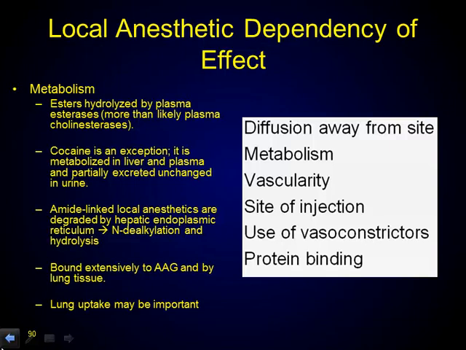Vascularity. In order to get things to the liver, what do you need? Circulation. Where you place the local anesthetic is directly proportional to its length of action because of vascularity. If I inject local anesthetic into the intercostal muscle versus I inject it into your subarachnoid space, which one is more vascular? The intercostals. Which one will go away quicker? Intercostals. Correct.